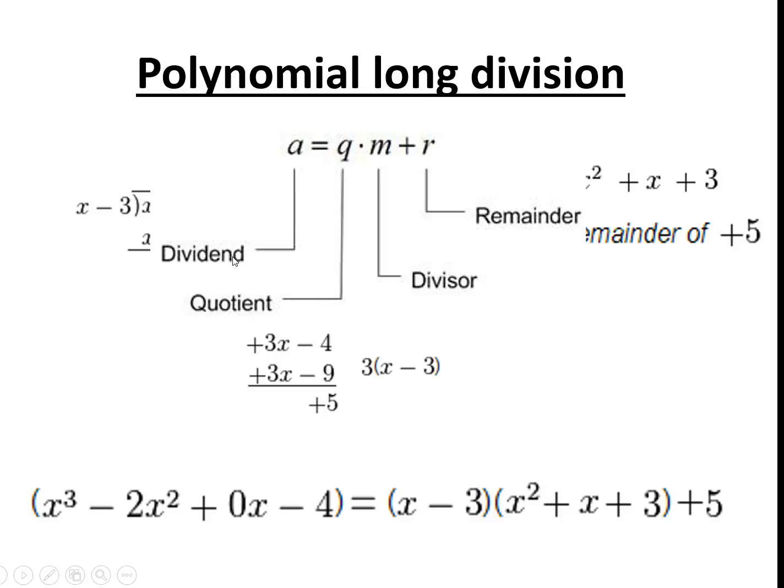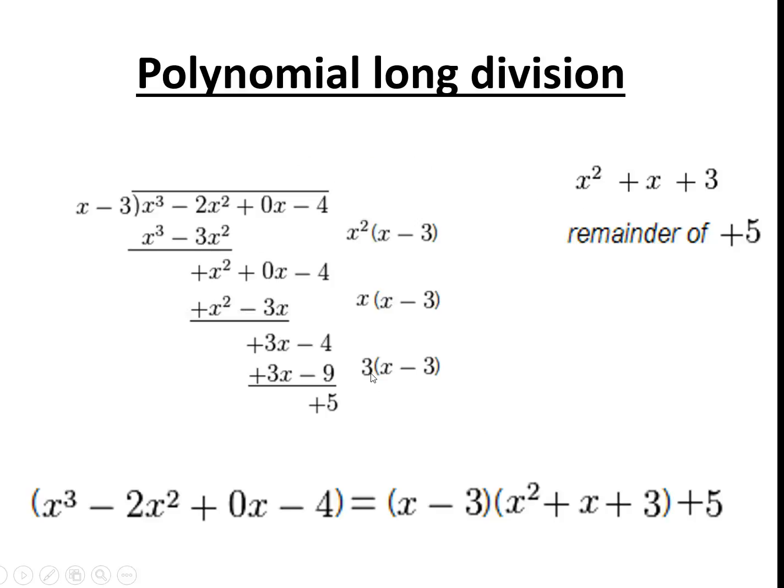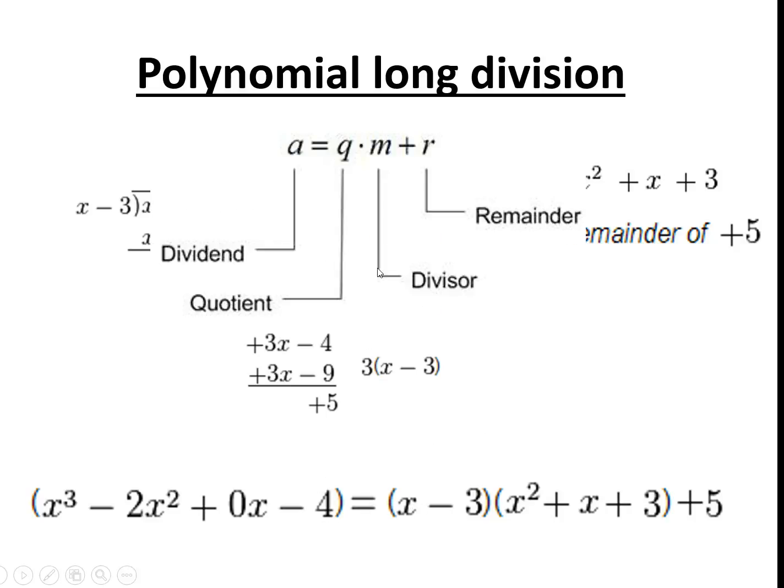So the dividend is the thing that you're having being divided. The quotient is the thing that you're dividing by. The divisor is the answer that you get at the end. So these bits, and the remainder is the plus 5.